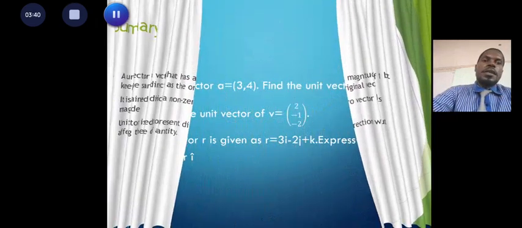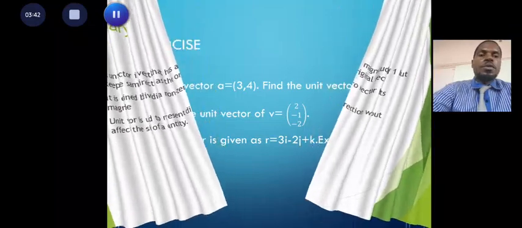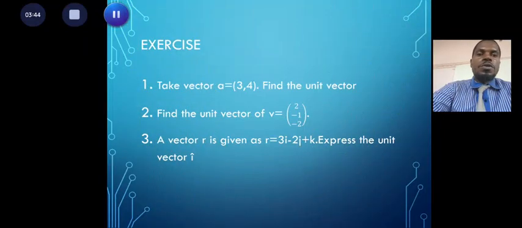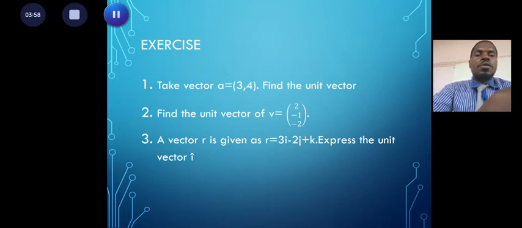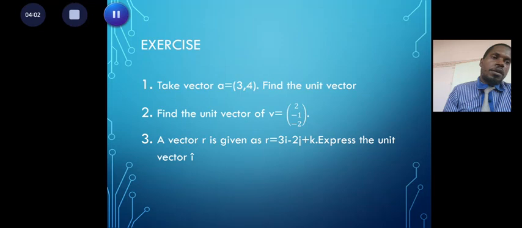This is the exercise. We have 3 questions: question A, question 1, 2, and 3. Take your time to solve these questions. You need to ask yourself which one is the vector. Ask yourself which one will be the magnitude. How do you find the magnitude? Don't hesitate. This is the easiest way you can remember always.